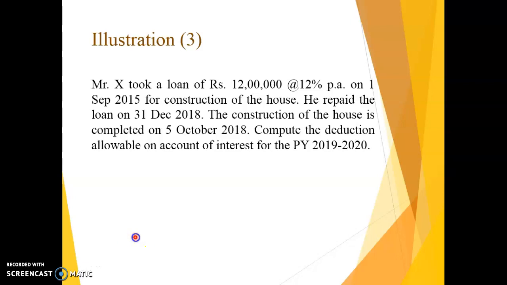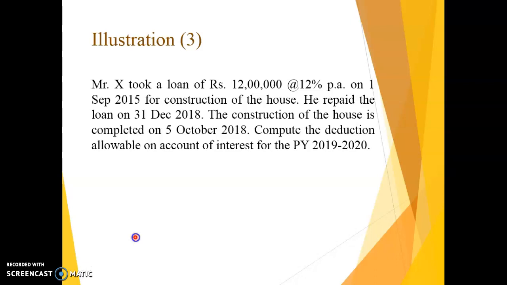Hello students, this is in continuation with your illustration on pre-construction interest as a deduction available under section 24B. This is illustration number 3. Mr. X took a loan of rupees 12 lakh at the rate of 12% per annum on 1st September 2015 for construction of the house. His purpose of taking the loan is for the construction of the house.